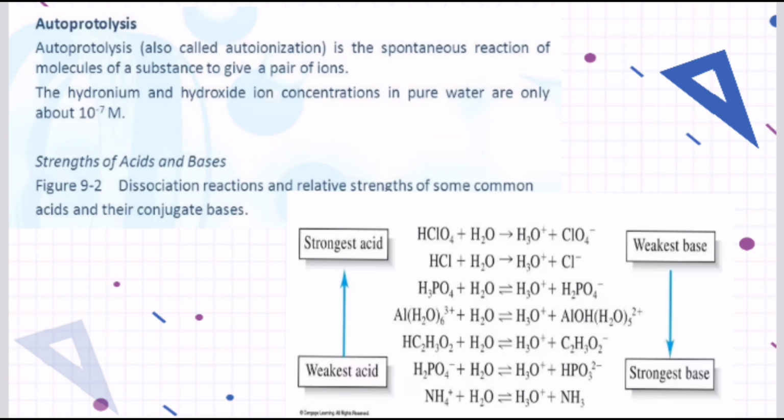And the most common strong bases include NaOH, KOH, Ba(OH)2, and the quaternary ammonium hydroxides, R4NOH, where R is an alkyl group such as CH3 or C2H5.